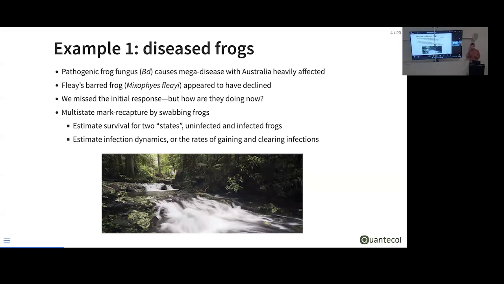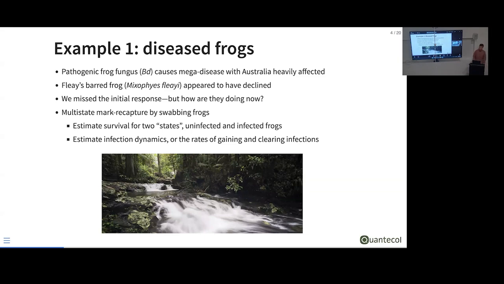So how multi-state mark recapture models differ is that we're not just estimating survival between occasions, we're estimating survival for different states, which here I defined as uninfected and infected frogs. Additionally, you have these frogs that are either uninfected or infected, and they can also transition between occasions, because you're not infected all the time. So between occasions, you can gain an infection or clear an infection.